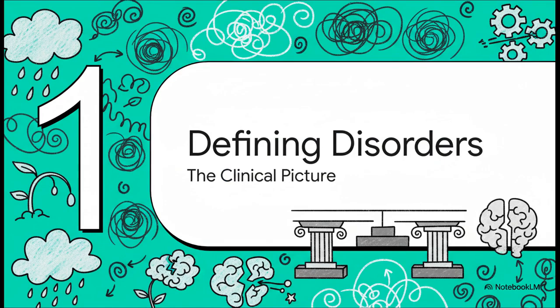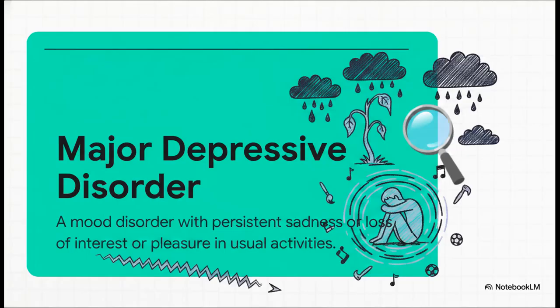Okay, first things first, we need to define our terms. What exactly is major depressive disorder, or MDD? Getting this right is the foundation for everything else we're going to talk about. At its very heart, MDD is defined by one of two things: either a persistent low mood or a major loss of interest or pleasure in things you used to enjoy. You'll hear clinicians call that second one anhedonia. This is really the core experience we're focusing on.